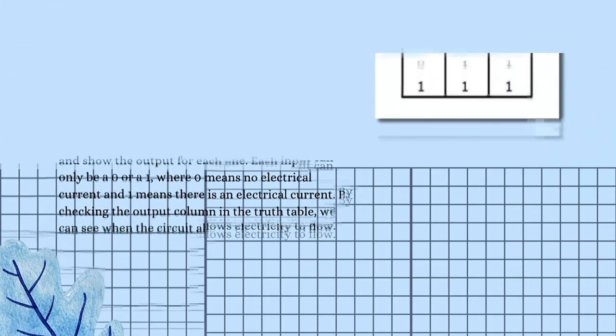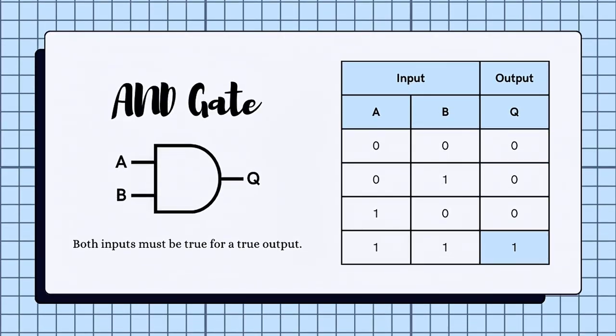So first, I'm going to be explaining the AND gate. This is the first logic gate. The AND gate requires all inputs to be conducting in order for the output to conduct electricity. When input A is 0 and input B is 0, the output is 0, meaning there is no conductivity. When one input is 1 and the other is 0, the output is still 0. This shows that even if one input does not conduct, the circuit remains off.